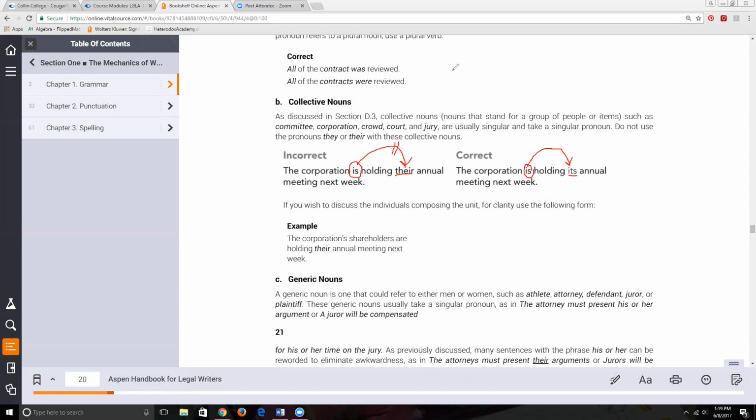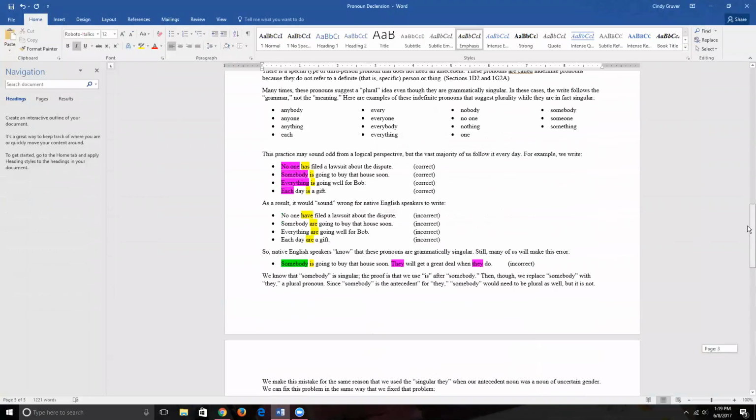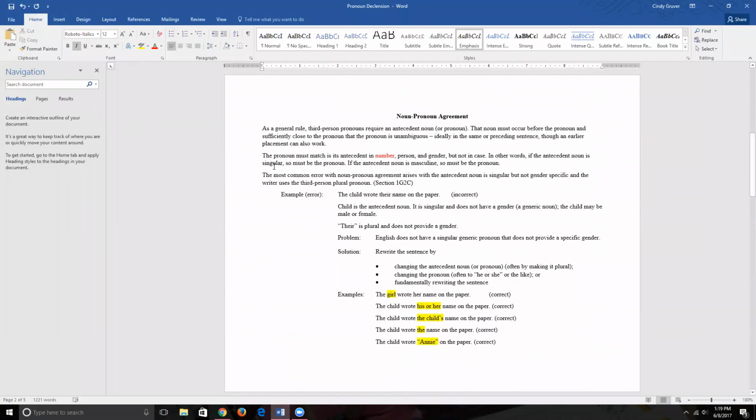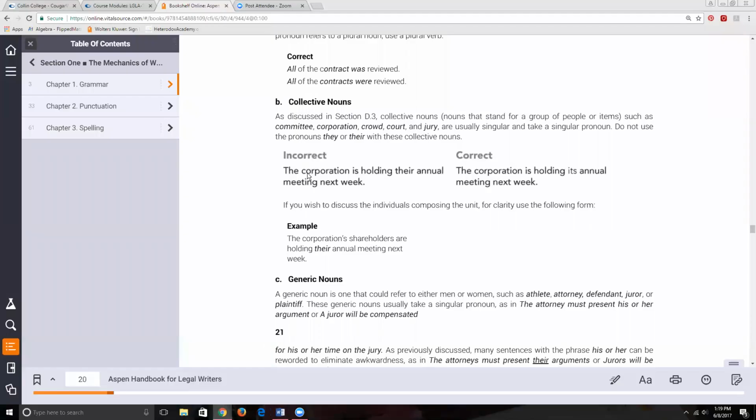So what we did before logically leads to what we need to do now. They're just two different sides of that same coin. Let me go to our cheat sheet so we can just look at this for a second. As a general rule, third person pronouns require an antecedent noun. The pronoun must match its antecedent in number, person, and gender. So if the antecedent noun is singular, and that's basically what we've decided here, that the corporation is singular because we're using is, then we have to use its.